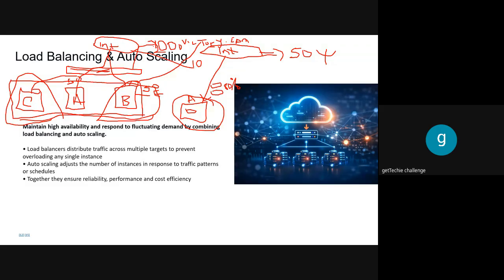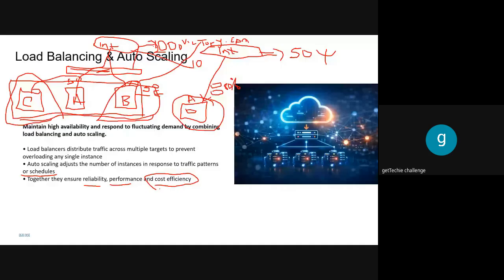That's what this is. Auto scaling adjusts the number of instances in response to either traffic pattern or schedules. So a company can write a schedule for when they want their system to scale, because they understand the time that their traffic is high or the time that their traffic is low. Together, they ensure reliability. Can you see? Performance and what? Cost efficiency.